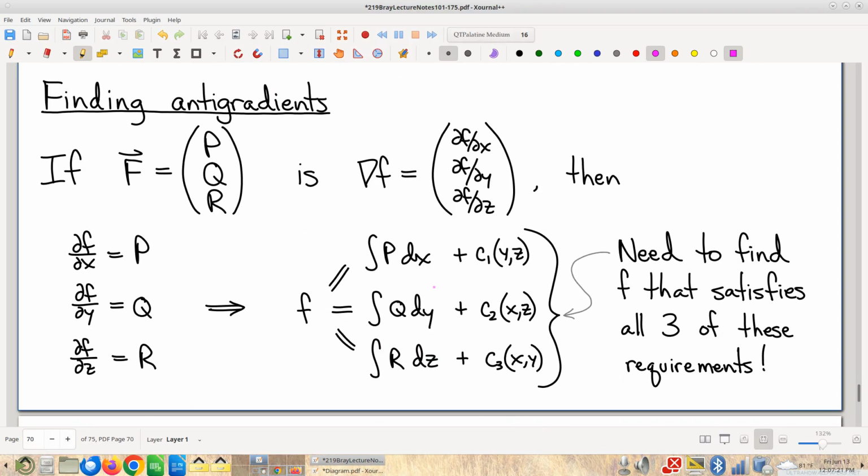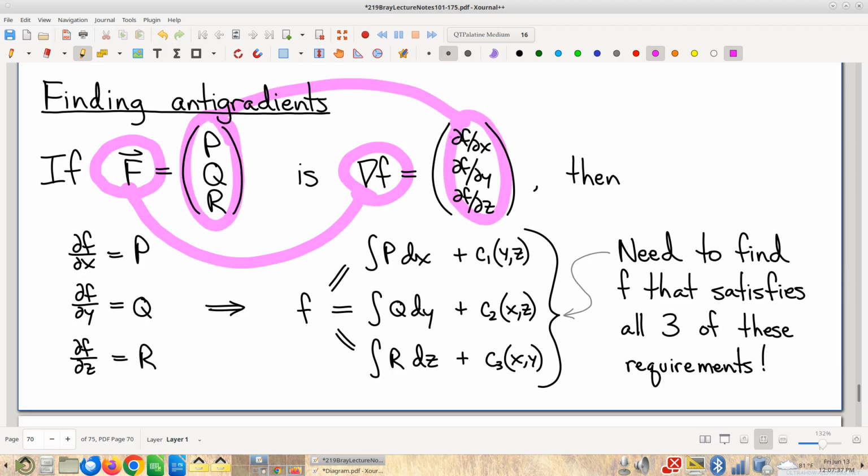How do you find anti-gradients? This is actually a pretty easy observation. Y'all may have kind of already effectively figured this out for yourselves. But notice, if you want to know if a vector field is a gradient, what you're really asking is if these coordinates can all be partial derivatives of the same function.